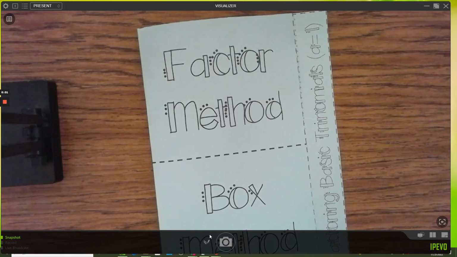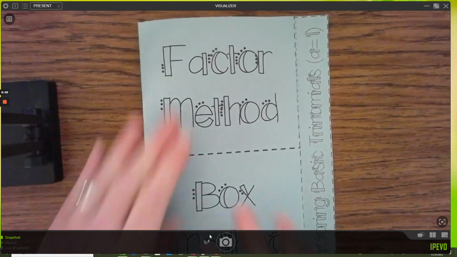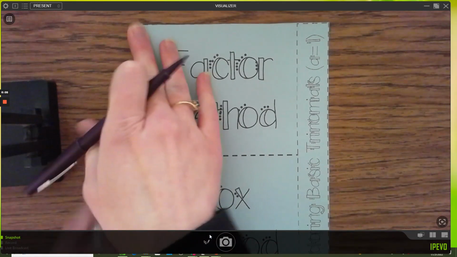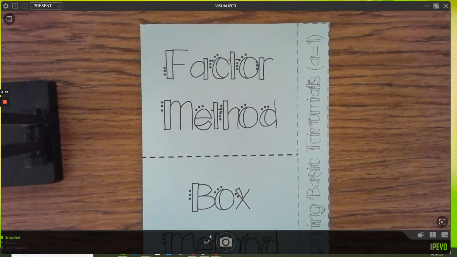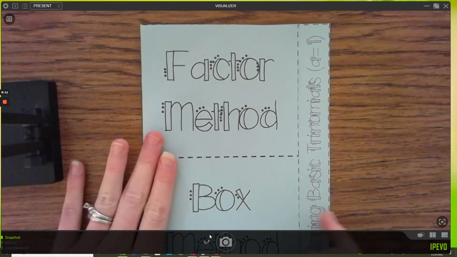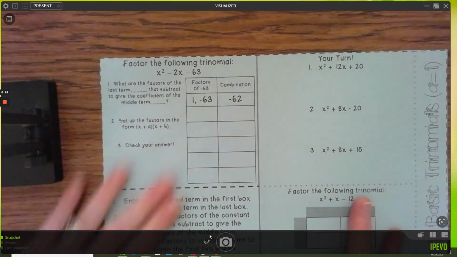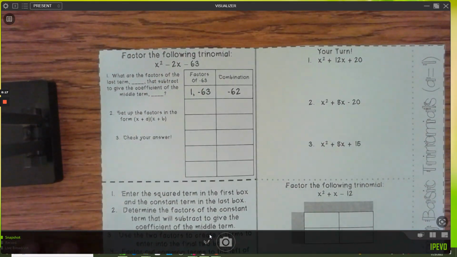This video is for the factoring basic trinomials notes. What we're looking at today is trinomials where the a value equals 1. The first method we're going to use is the factor method. It says factor the following trinomial, x squared minus 2x minus 63.